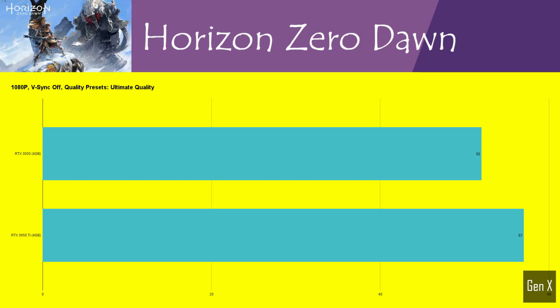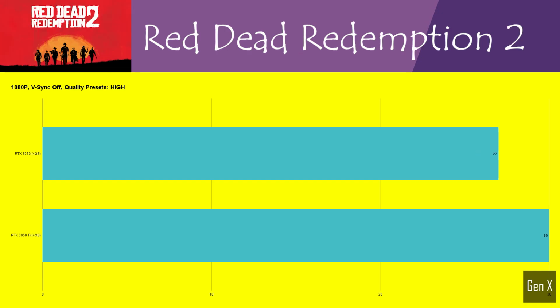Horizon Zero Dawn was tested with the game's built-in benchmark tool. At 1080p highest settings, the 3050 pulled 52 frames per second while the 3050 Ti scored 57 frames per second, a near 10% gain. Red Dead Redemption 2 was tested with the built-in benchmark. This game has lots of different settings, so results will typically vary depending on your settings. Here I tried to maximize the settings to hit the video RAM ceiling. The RTX 3050 Ti performs roughly 10% better compared to the standard edition.